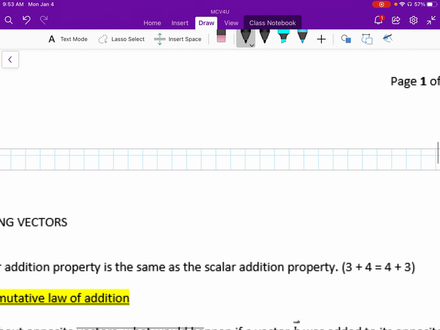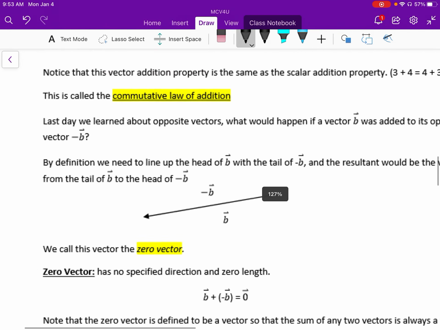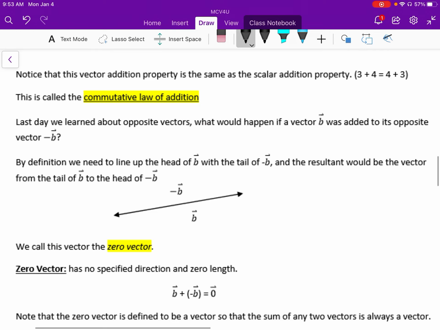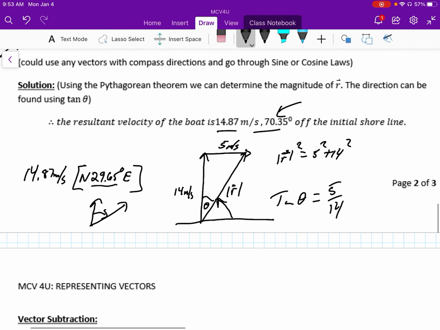So that is what the zero vector is. You can take a look at it right here in your OneNote section to understand it a little bit better. These are placed on top of each other. So we have the commutative law of addition, the triangle law of addition, the parallelogram law of addition, and the zero vector. Basically, the zero vector is designed so that when we add two vectors, we will always get a vector. And now we take a look at, well, what is subtraction?